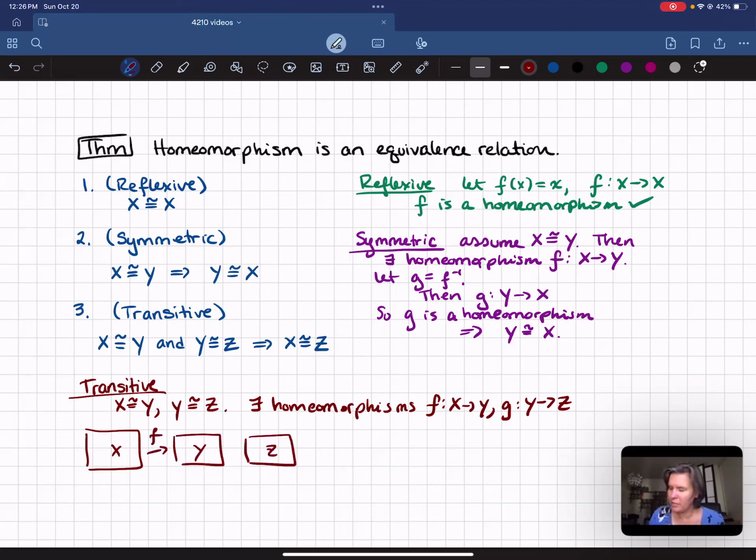If f goes from X to Y and g goes from Y to Z, how do I find a third function that just goes directly from X to Z? Yeah, I'll take the composition. Let h be the composition g circle f, g composed with f, then h goes from X to Z. And is h a homeomorphism? Well, f and g are both continuous, and we know that the composition of continuous functions is continuous, so h is continuous. What about h inverse?